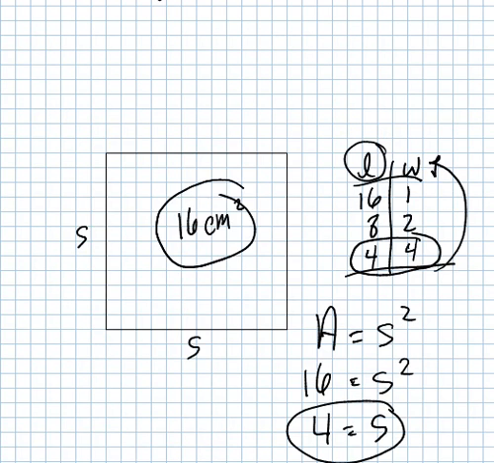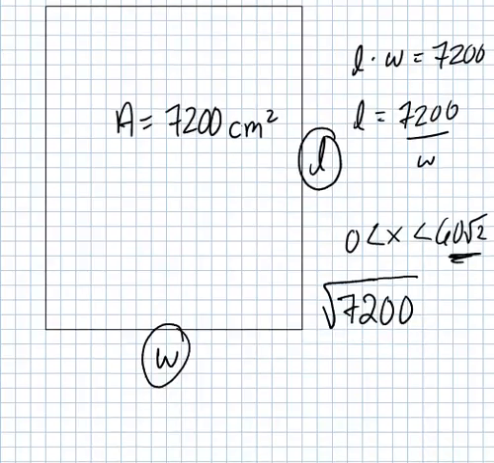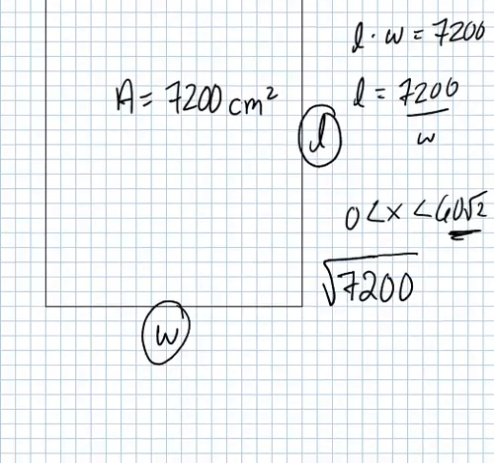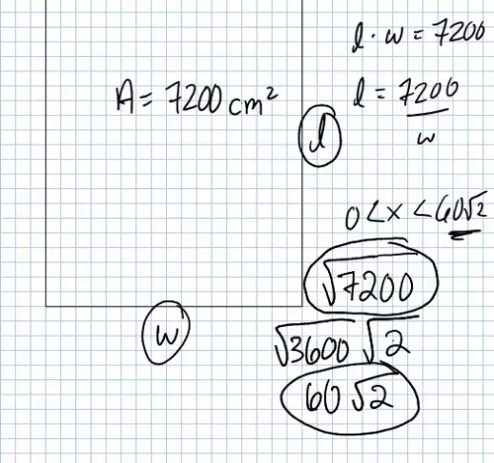Go back up to our original problem, where the length and the width are equal. They're going to be the same side length, and they will be the square root of 7,200. Now, if you want to go back to grade 10 with mixed radicals, that's the same as saying the square root of 3,600 times the square root of 2. The square root of 3,600 is 60, times root 2. In other words, this and this are the exact same.